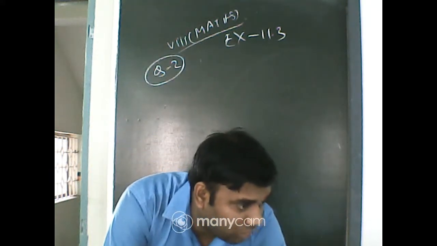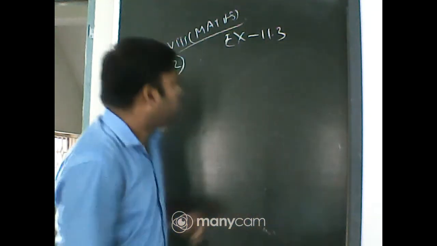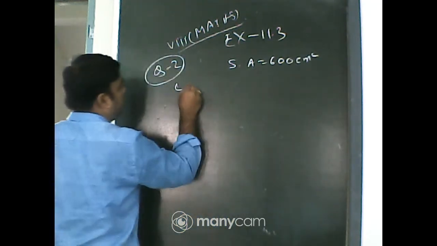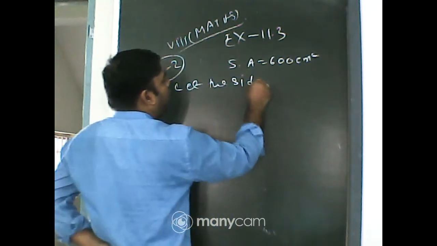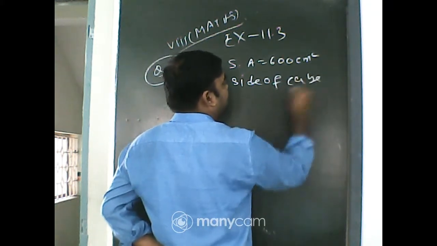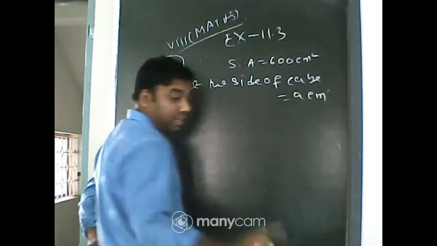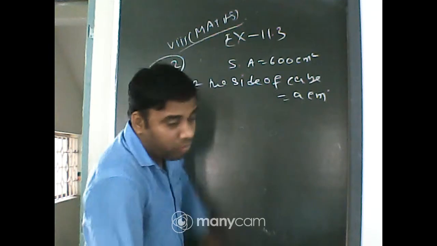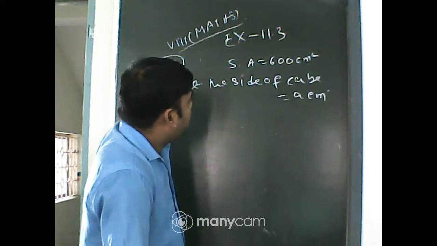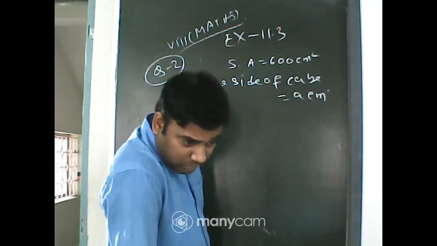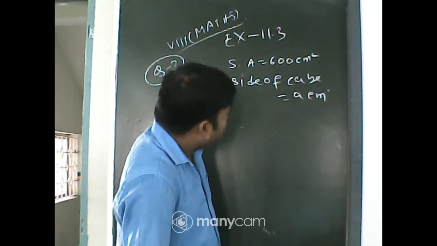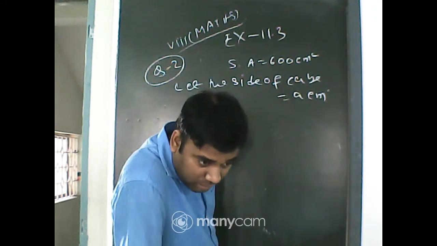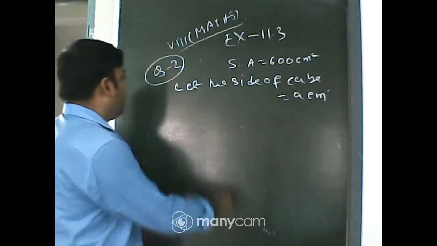Find the side of a cube whose surface area is 600 centimeters square. So surface area is given, 600 centimeter square. I am taking the side of the cube as a centimeter. Now tell me, if the side is a centimeter, what will be the formula of surface area? It is 6a square. Yes, Rosmi.